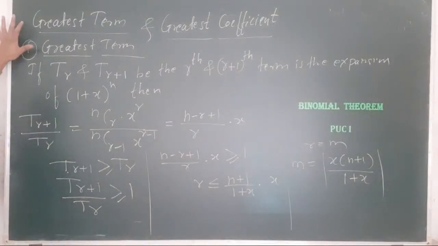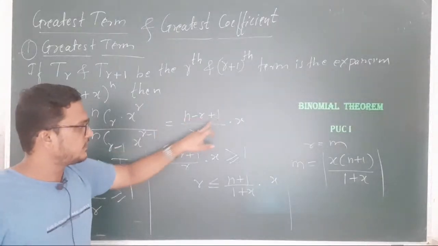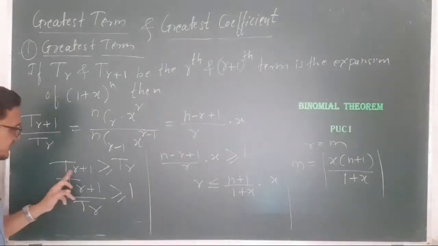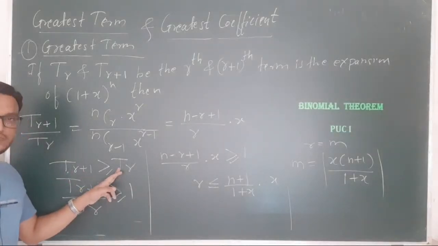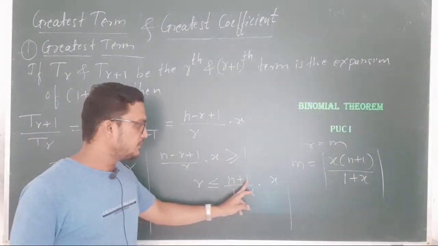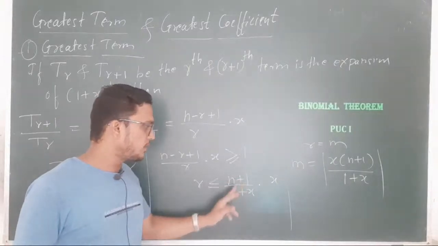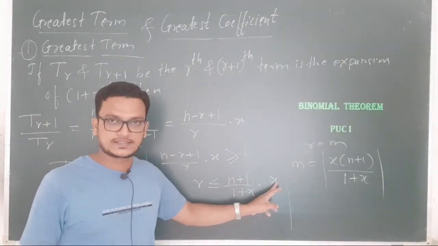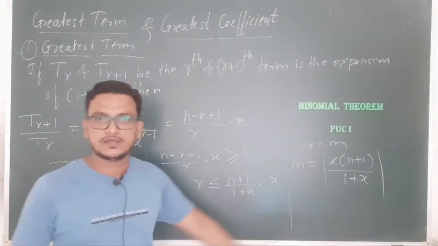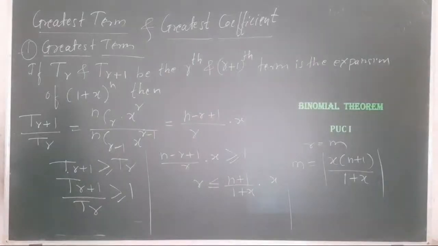So whenever you are finding the greatest term, the condition is what? TR plus 1 upon TR will be n minus r plus 1 upon r into x. And you have to remember one more thing, always TR plus 1 is greater than equals to TR. And suppose if you are finding for r, then r is n plus 1 upon 1 plus x into x. Or suppose if that r I replaced with m, then I got this result. Okay, so this is for greatest term.